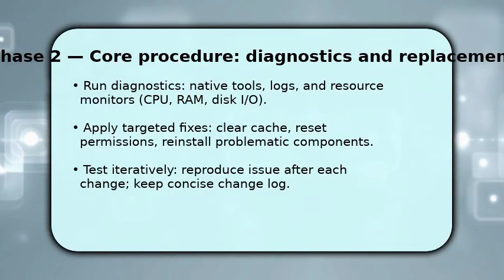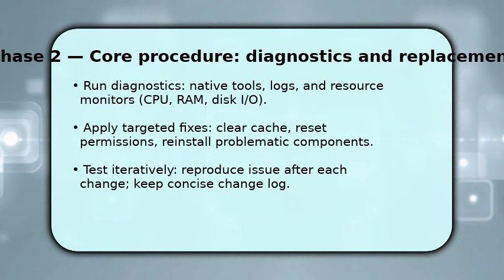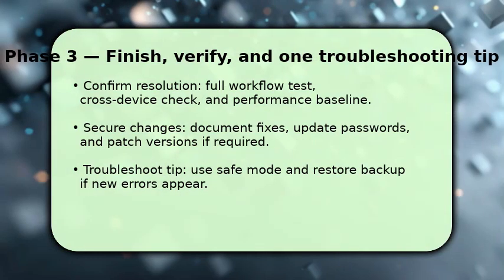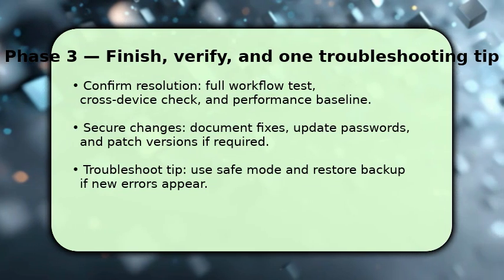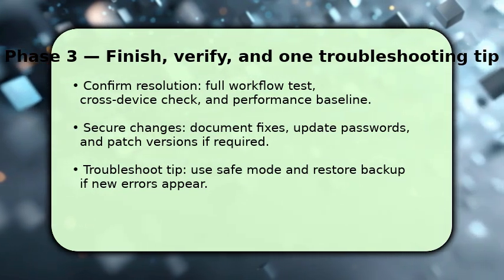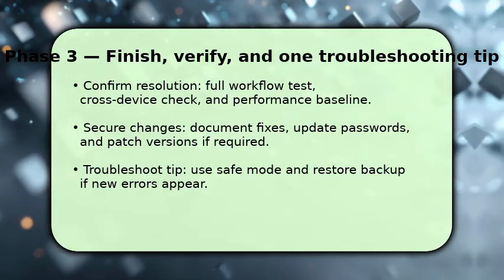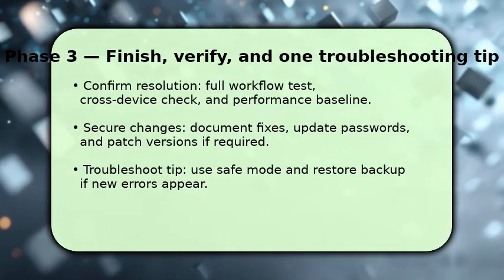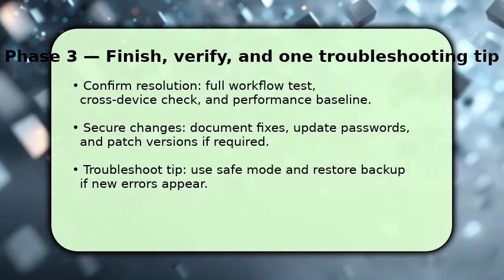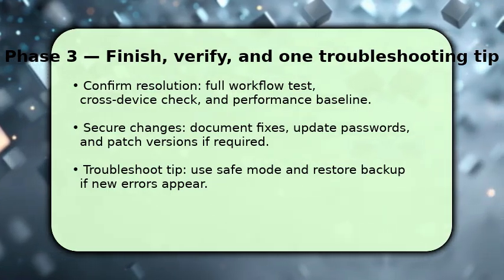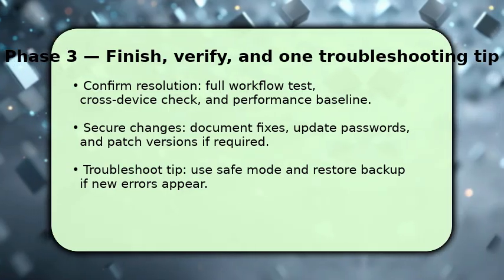Keep a concise change log so you can roll back one step at a time, and communicate progress if others are involved. You finish by validating the fix. Run complete workflow tests on all affected devices and compare performance to your baseline to ensure no regressions. Once satisfied, document the exact steps you took and any patches applied, update credentials if they were exposed, and lock down the environment with the latest version.